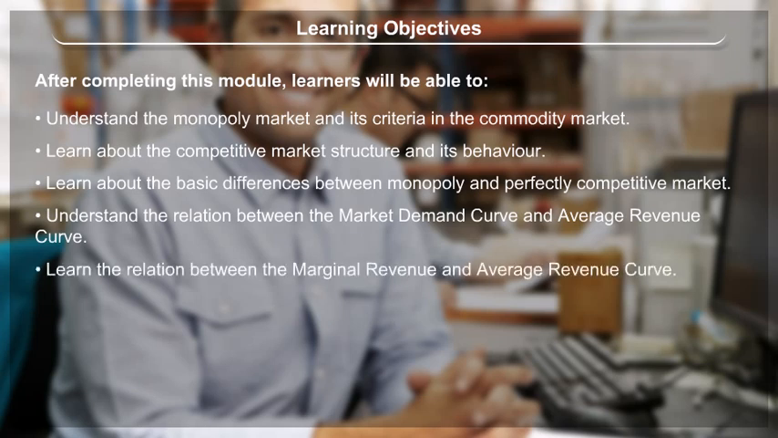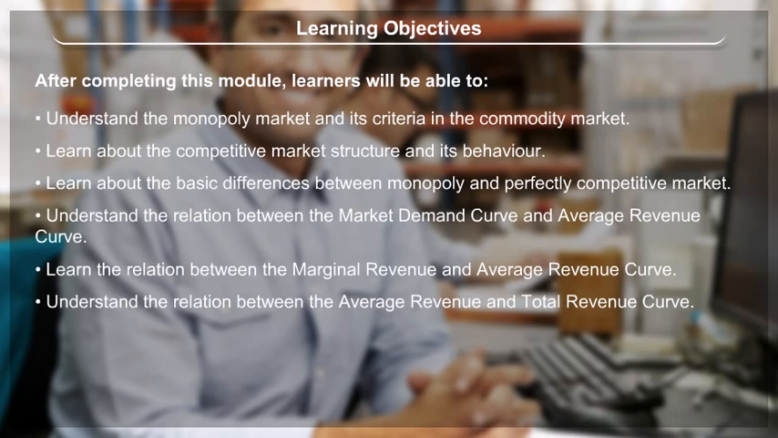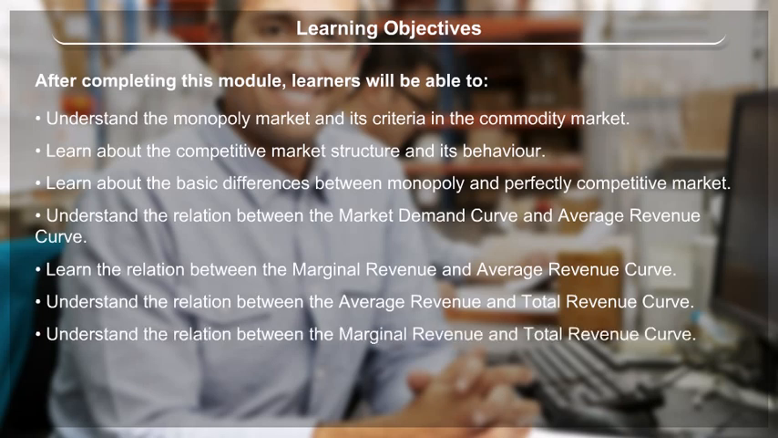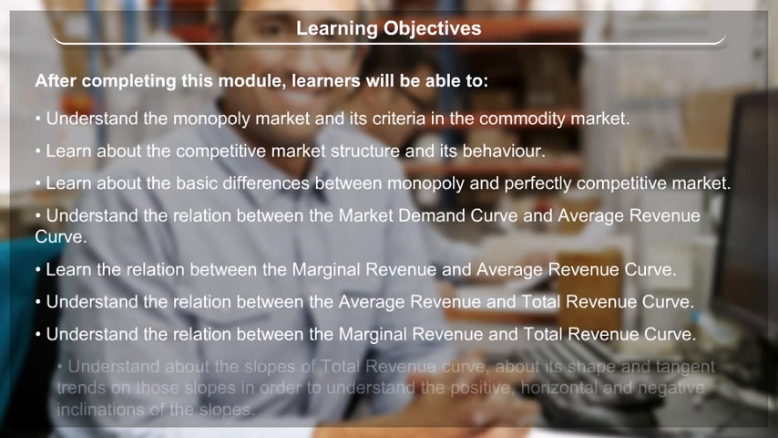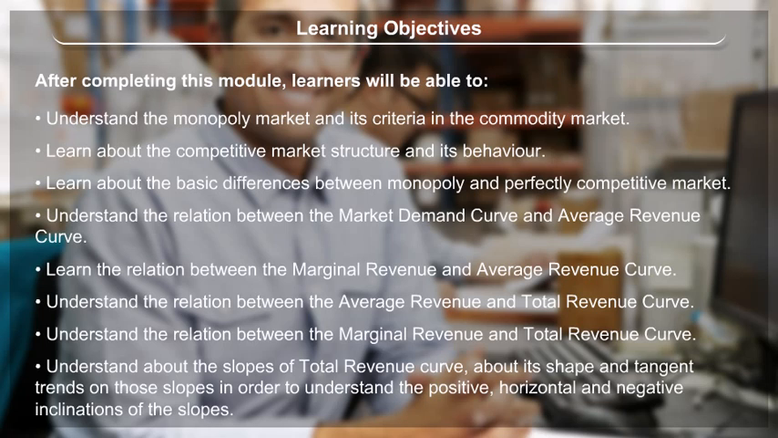Learn the relation between the marginal revenue and average revenue curve. Understand the relation between the average revenue and total revenue curve. Understand the relation between the marginal revenue and total revenue curve. Understand about the slopes of total revenue curve, about its shape and tangent trends on those slopes in order to understand the positive, horizontal, and negative inclinations of the slopes.